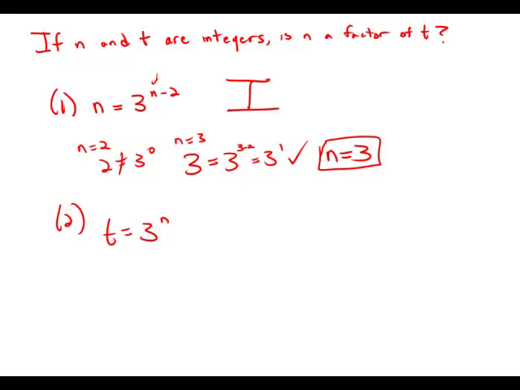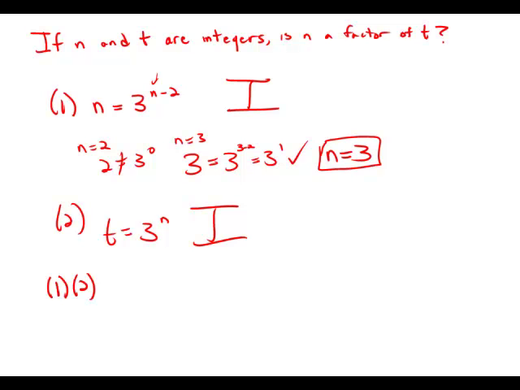But if n is anything other than a power of 3, if n is 5 or 6 or 7 or 8, then n is not going to be a factor of t. So there's no way to know right here whether n is going to be a power of 3 or not. And so, since we have no way of knowing, this statement by itself is insufficient. Both statements are insufficient, so now we combine the statements.